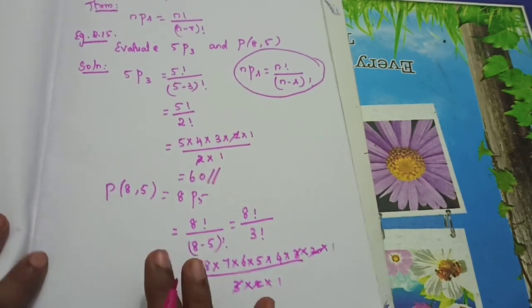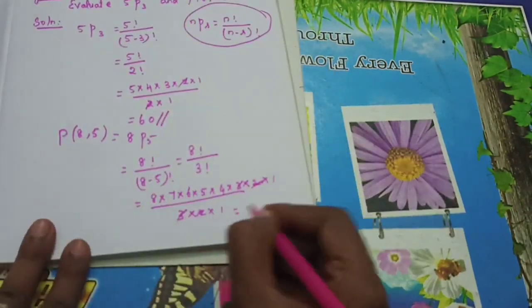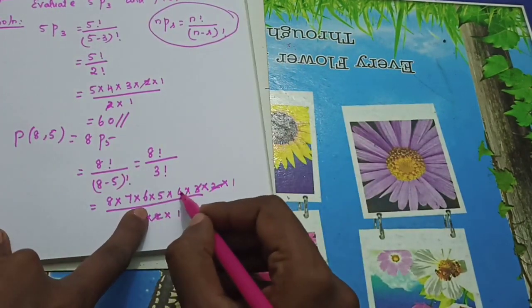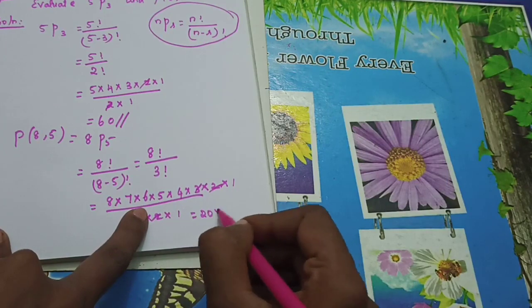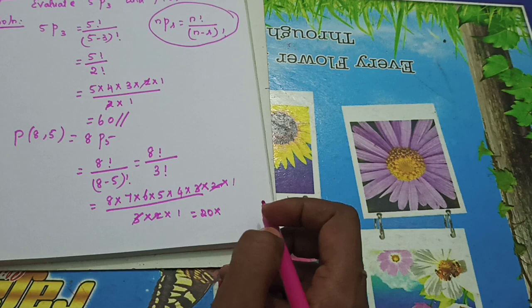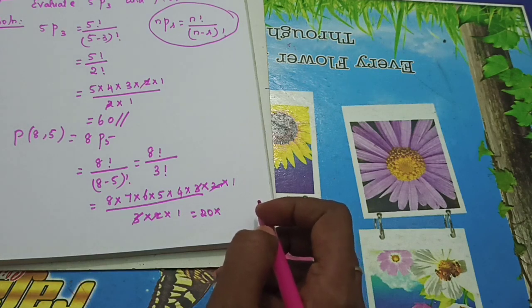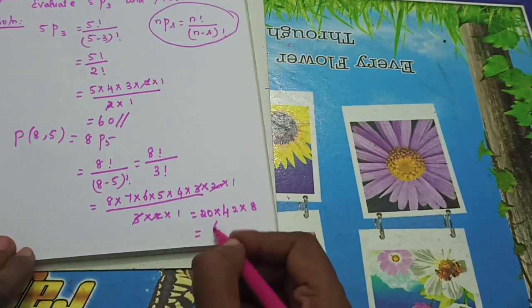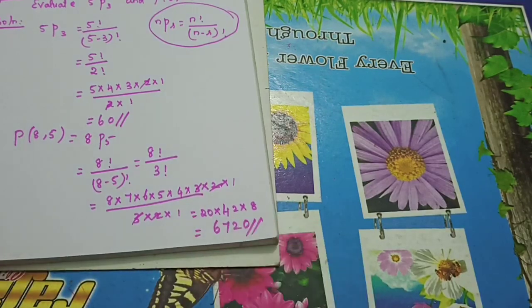First you multiply. 5 fours are 20, into 7 into 6: 7 into 6 is 42, then 42 into 8. Now multiply every term, you will get 6,720. Have you got it? Very easy. Permutation has only one formula. What's the formula? nPr equals n factorial divided by (n minus r) the whole factorial.